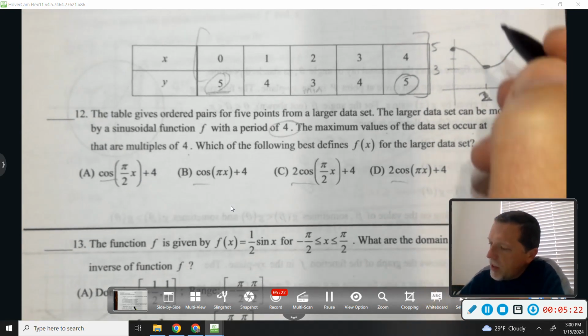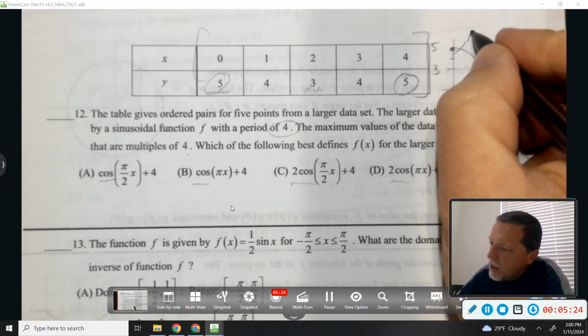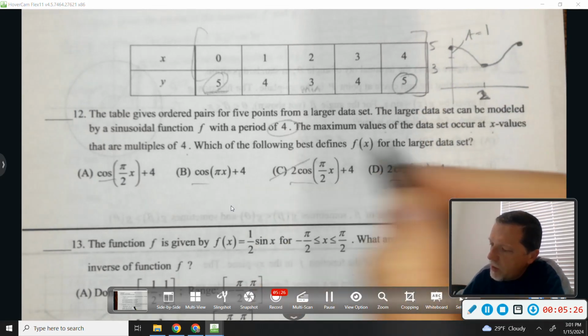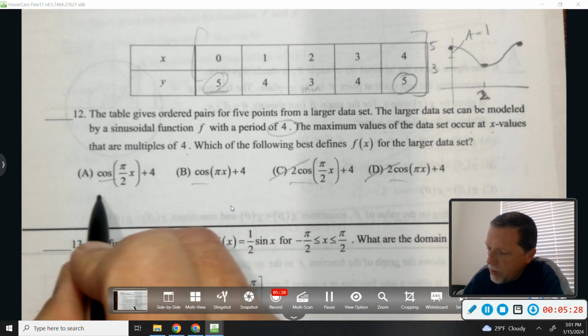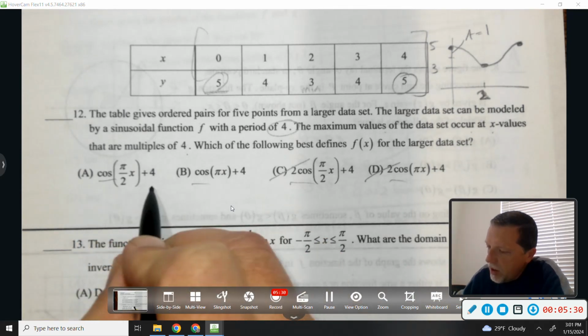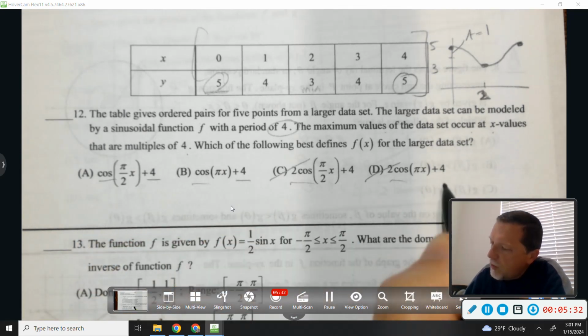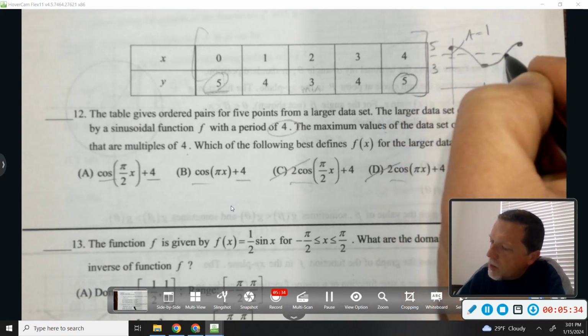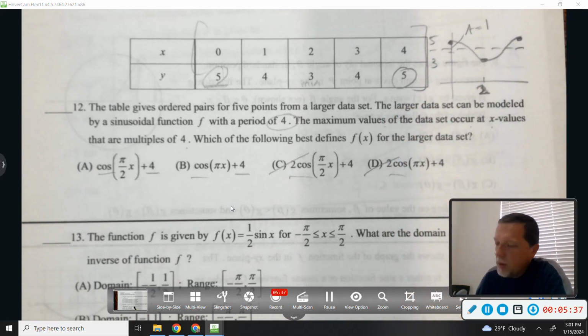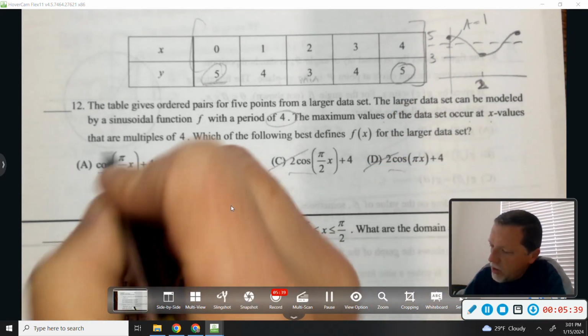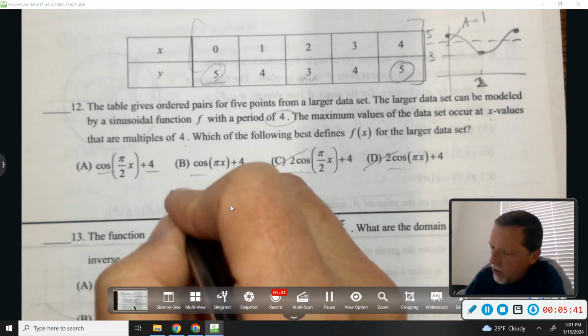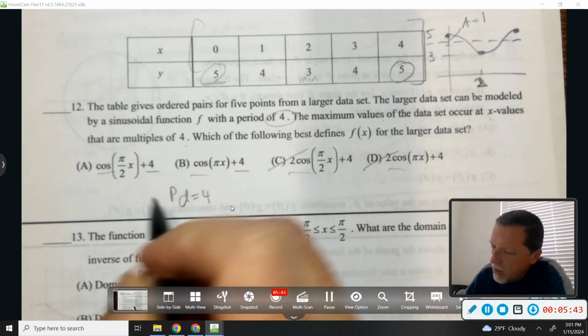So already I'm thinking amplitude is 1. That throws out a few of them. So what's the difference here? Vertical shift is up 4. That's true of all of them. Like the midline is 4, but that didn't really help. So it's about the period next. They just flat out told me the period was 4, so I can narrow these down.